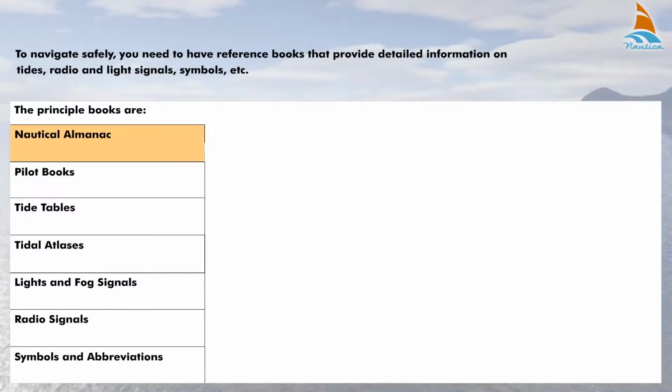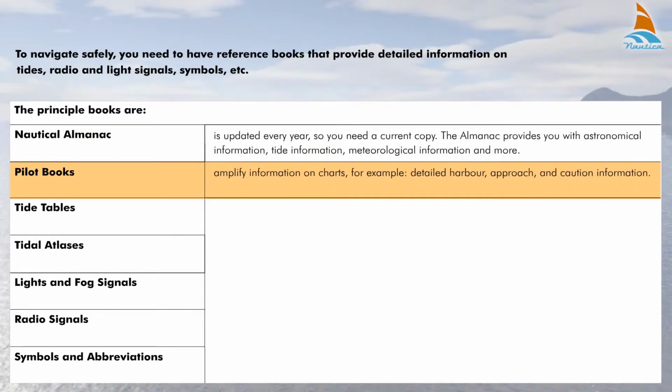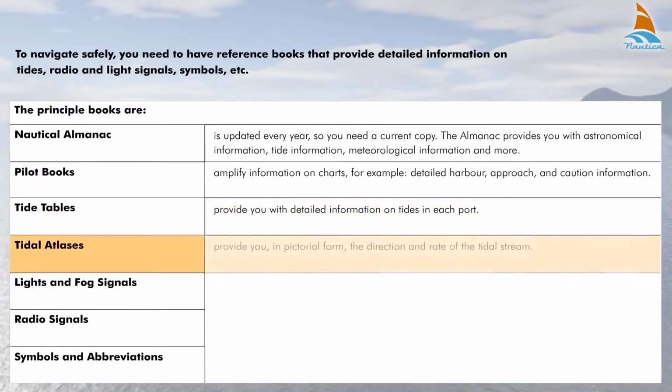The Nautical Almanac is updated every year, so you need a current copy. The almanac provides you with astronomical information, tide information, meteorological information, and more. Pilot books amplify information on charts, for example, detailed harbour, approach, and caution information. Tide tables provide you with detailed information on tides in each port. Tidal atlases provide you in pictorial form with the direction and rate of the tidal stream.